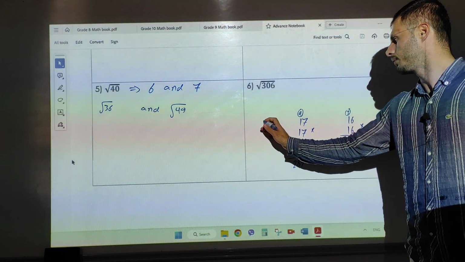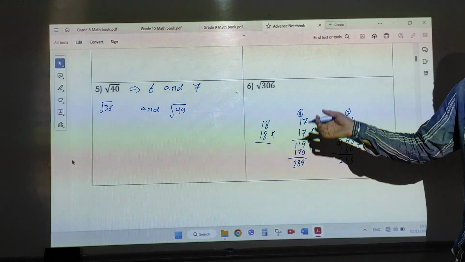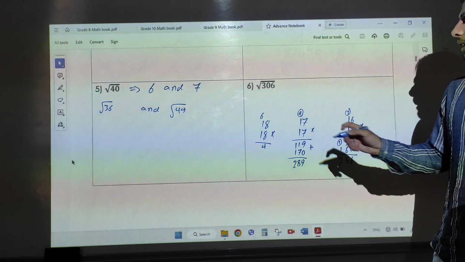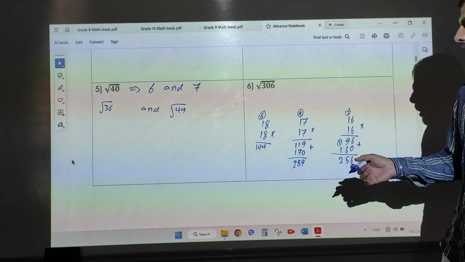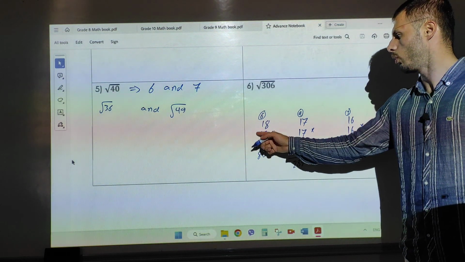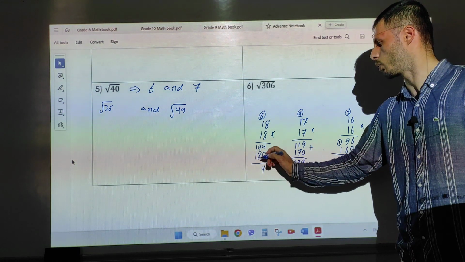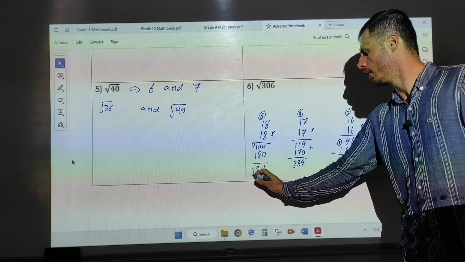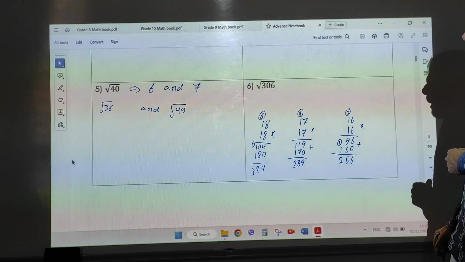Let's check 18. 18 multiplied by itself. 8 by 8 is 64. 8 by 1 is 8, and 6, it would be 14. Then 1 multiplied by 8 is 8. 1 multiplied by 1 is 1. You will get 4. This would be 12. 2 and 1, 1, 1, 3. It would be 324. A number greater than that, and the other number is less.